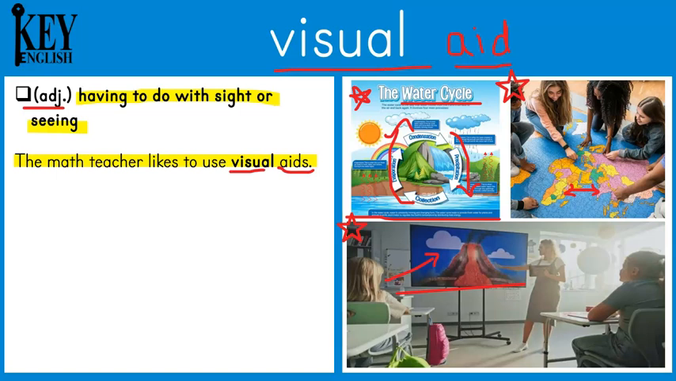Those things are called visuals. So if someone is trying to explain something that's difficult to you and you're just not understanding, then you might say, "I need a visual," or "Do you have a visual that can help me understand it?"